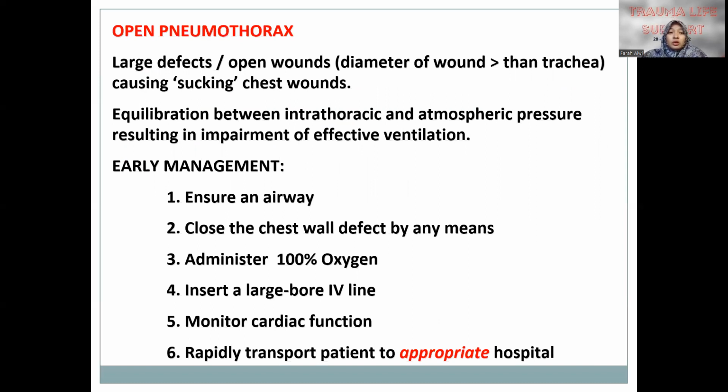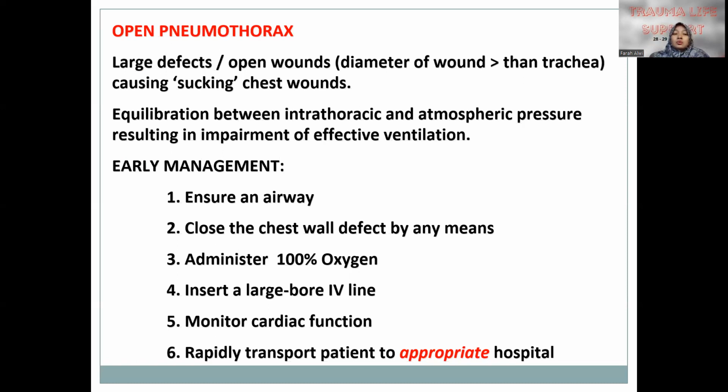What happens in open pneumothorax? It's an open wound where the diameter of the wound is larger than the diameter of your trachea. This causes the air to go into the wound faster than the air goes into the trachea.